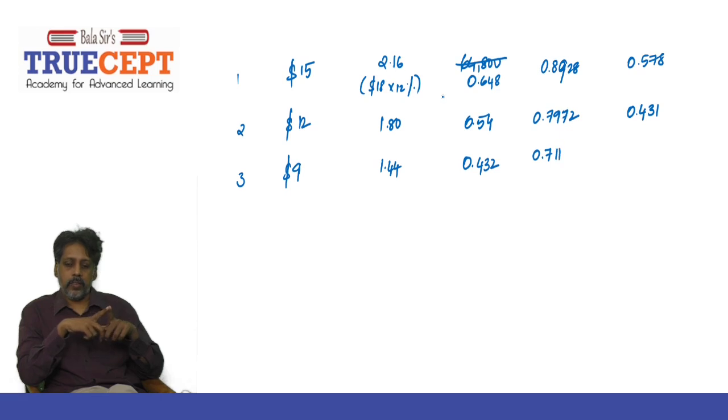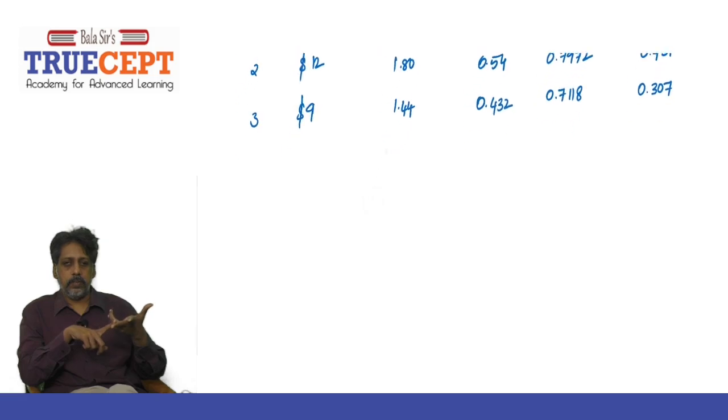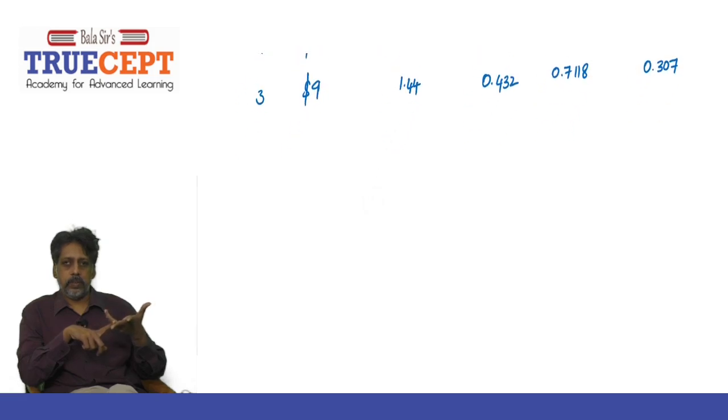0.432 in lakhs, which is nothing but 43,200. Into the discount factor for year 3 as given in the question. Copy that and multiply and get the present value of the tax saving. Right? Yes, sir. You're done with year 3? Yes, sir.